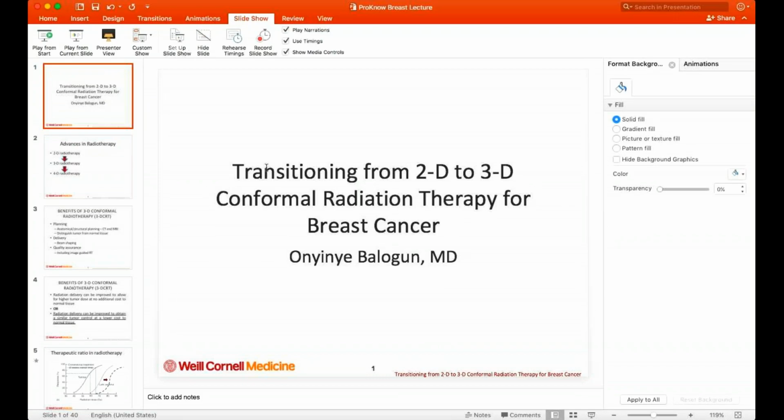Okay, everyone sees the first slide that says transitioning from 2D to 3D conformal radiation therapy for breast cancer? Yes. Yes. Okay, perfect.